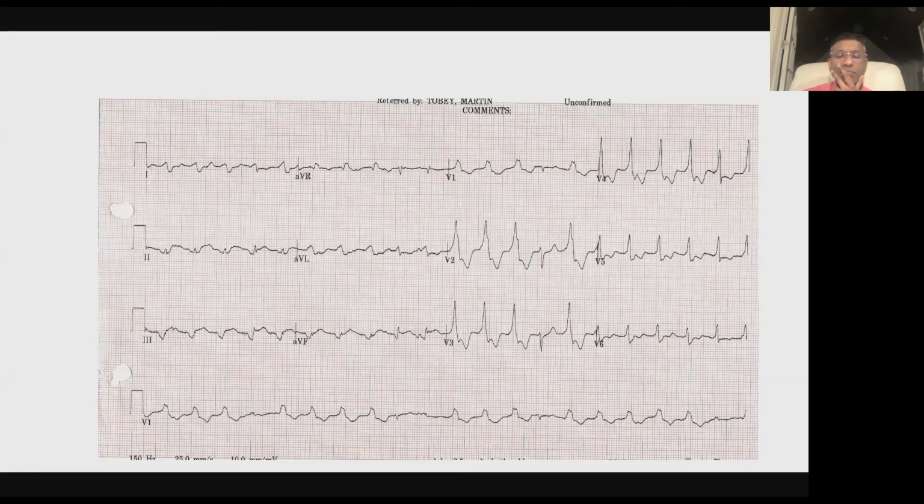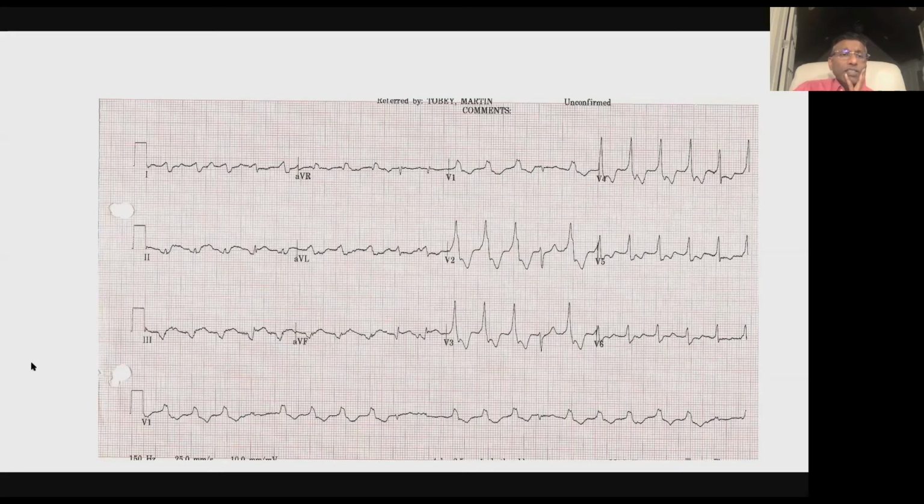The probable ventricular rhythm. Why do you say that? Broad complex. I'm not sure, sir. Broad complex, that's all. Okay. All right. Well, good start.